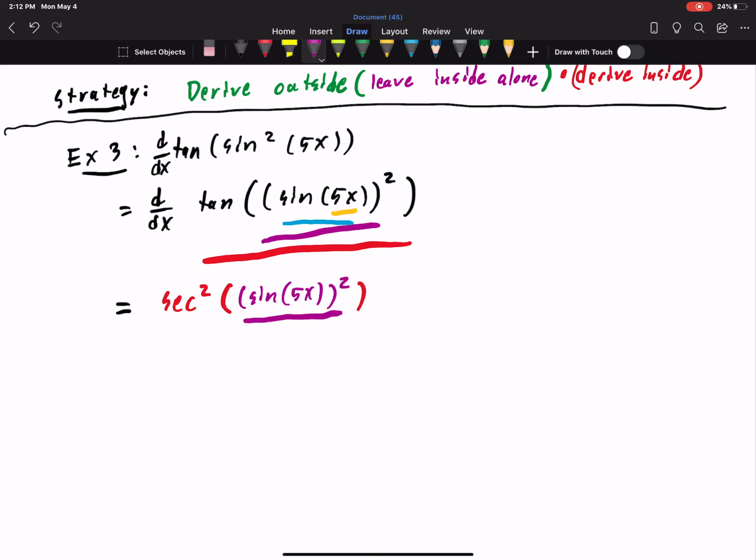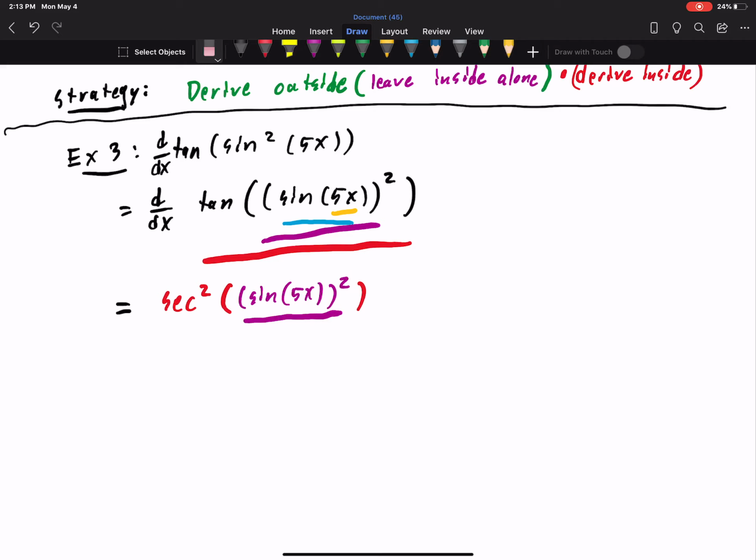The new outside function in this case is the squared. Not the sine, the squared. That's happening before the sine. So this 2 is going to get moved down in front. So the idea is deriving this. We're going to move this 2 down in front, subtract 1 from the exponent. That's all we're doing.